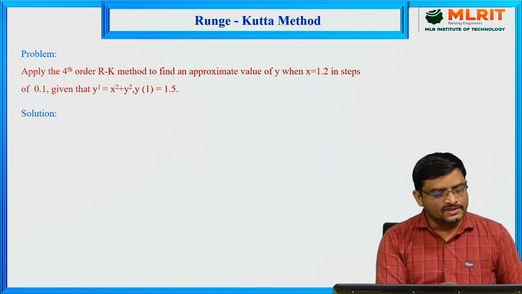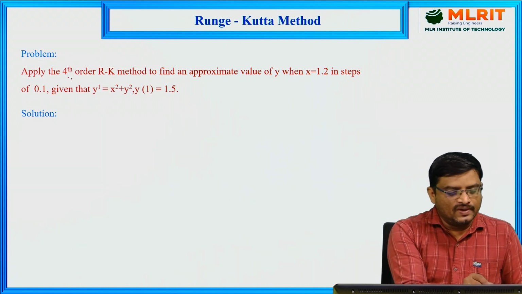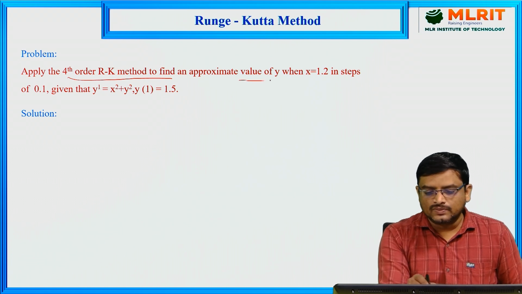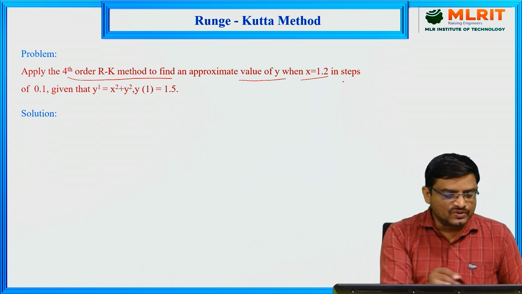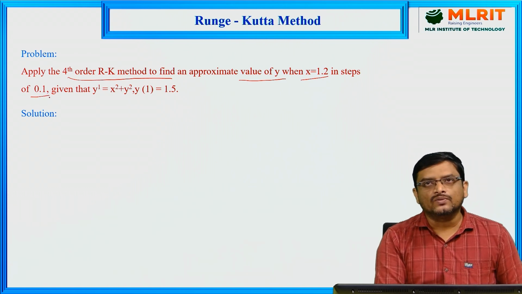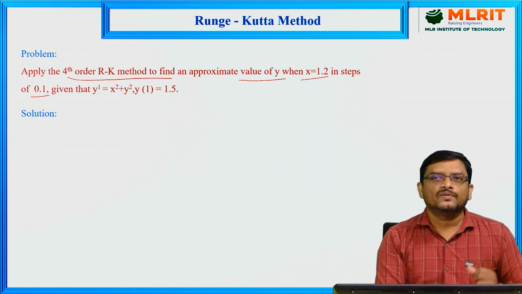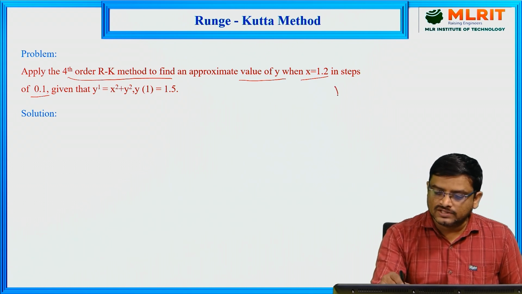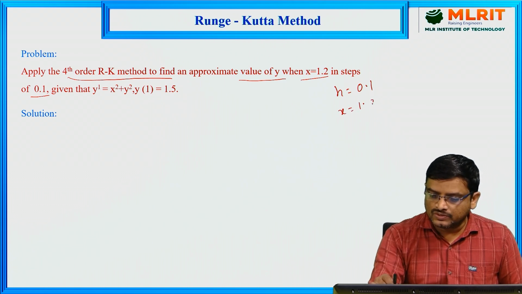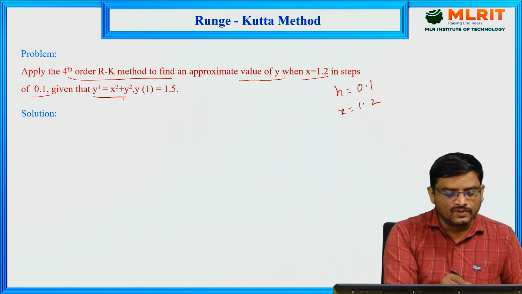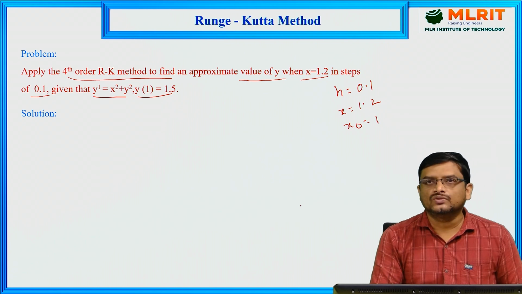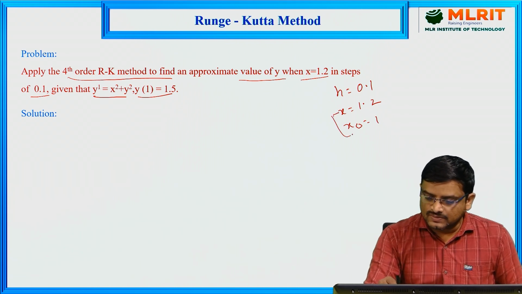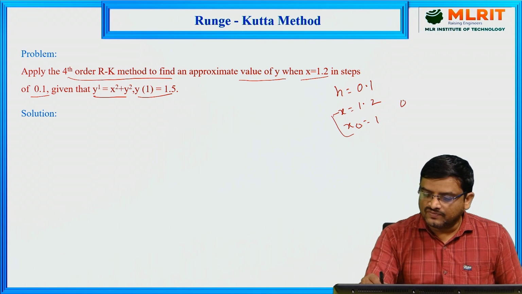Now let us take the example. Apply the fourth order RK method to find an approximate value of y when x is equal to 1.2 in steps of 0.1. In steps of 0.1 is nothing but the step length, which is represented with the h value. So here h is equal to 0.1 and x is equal to 1.2. This is the differential equation and this is the initial condition. From the initial condition you will get x naught is equal to 1. Now if you take the difference between this x and x naught, you will get the difference as 0.2.